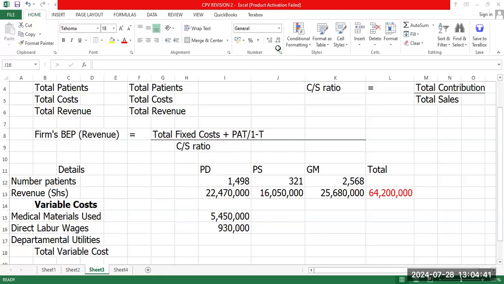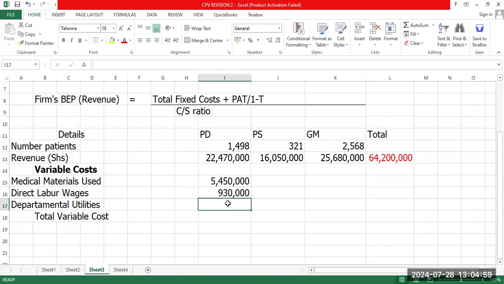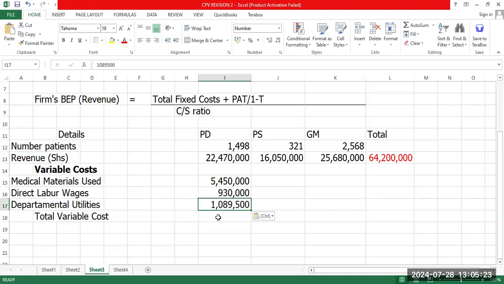Let me check in the question whether these figures are just like that. Yes, I am just copying the figures in the question. Colleagues, if I talk about something and it is not clear, please seek clarification. Don't keep quiet. Departmental utilities. Now I go to departmental utilities. These are utility costs. So I write this. Departmental utility for it is this one.